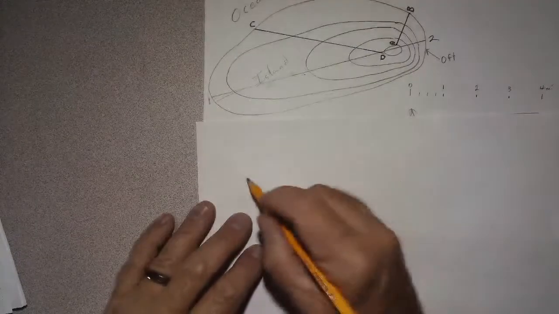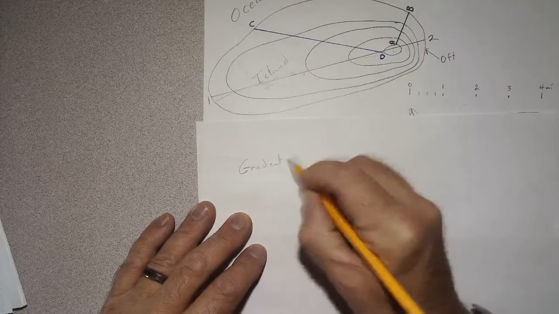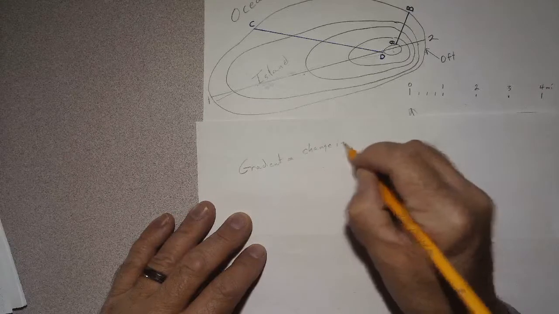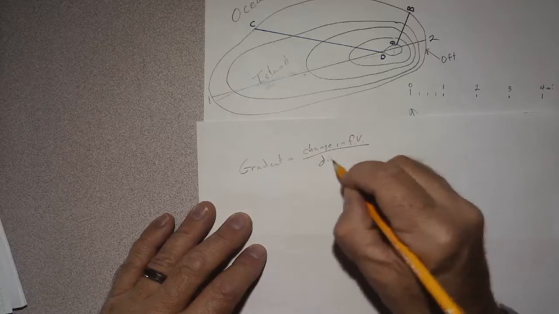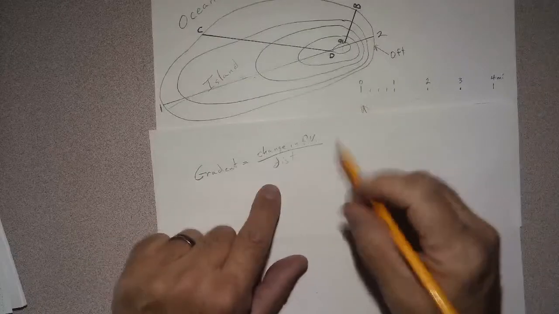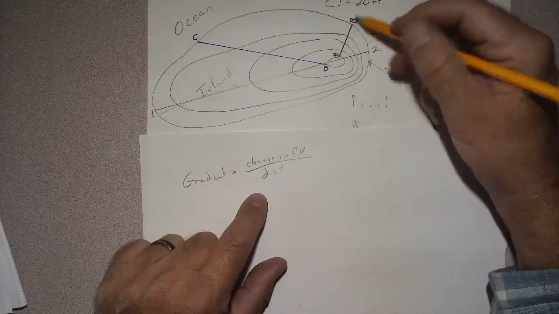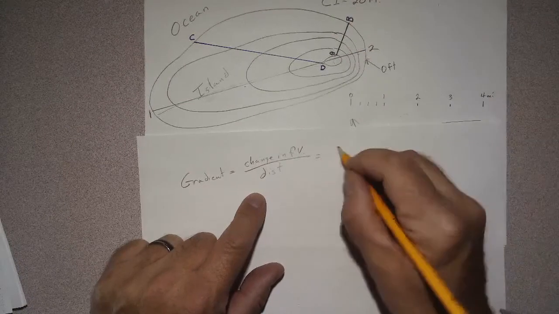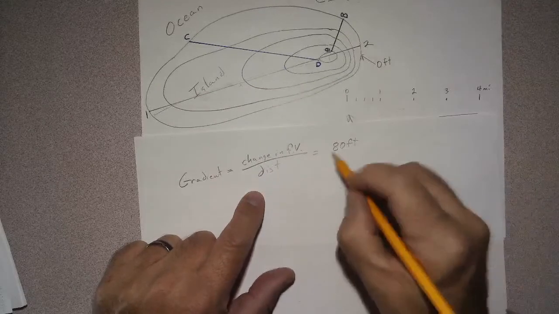So I would write gradient equals change in field value, I can abbreviate a little bit, over distance. Now I substitute the numbers in. Along line A and B, well, what's the change in field value? We go from 0 to 80. So the change in field value is 80 feet. That would be 80 feet minus 0 feet, so it's 80 feet.